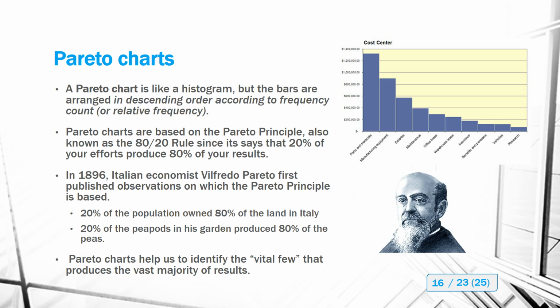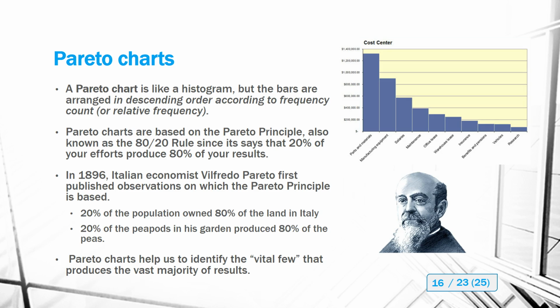This 80-20 rule has been observed in many, many different scenarios. So, for example, 20% of the population is probably going to produce 80% of the accidents that we see out on the highway.